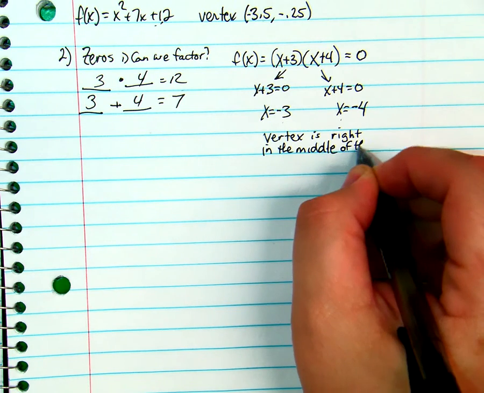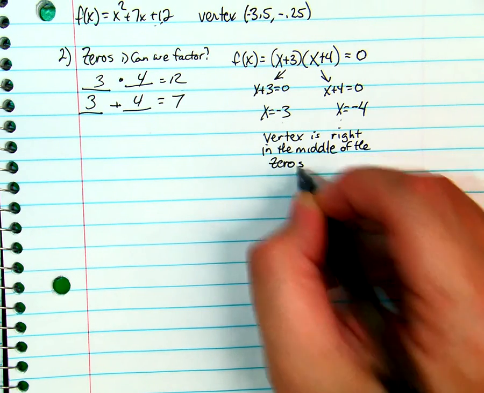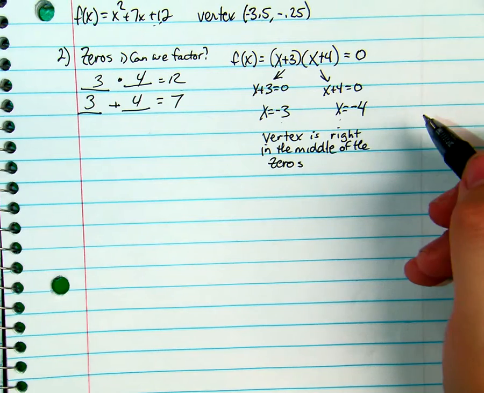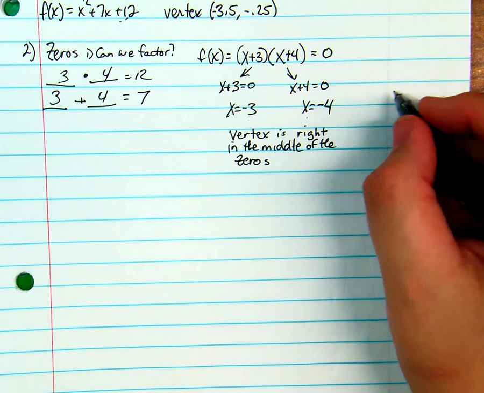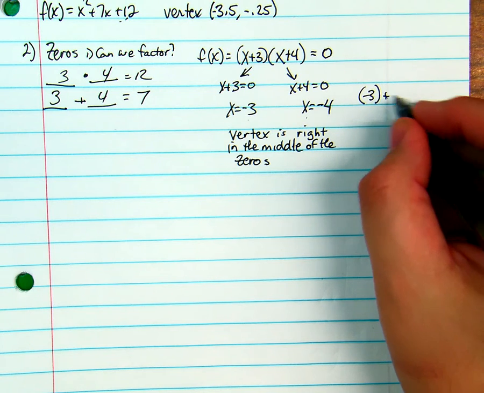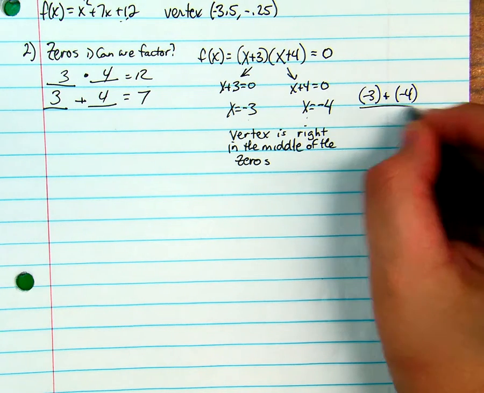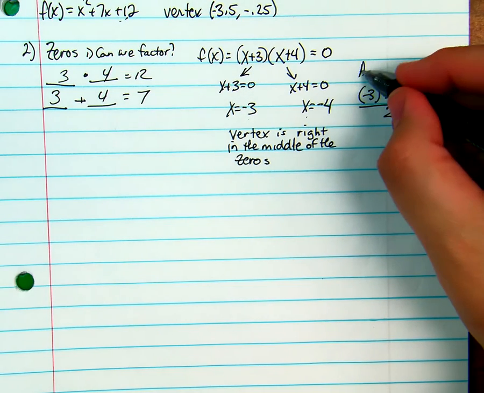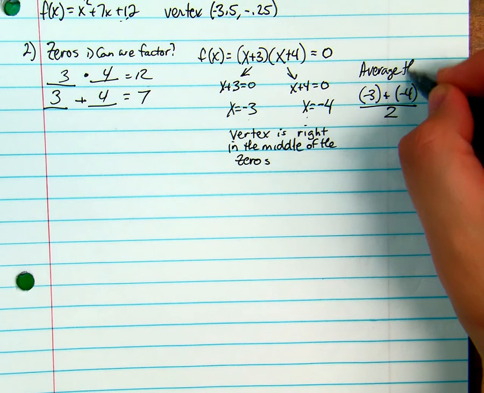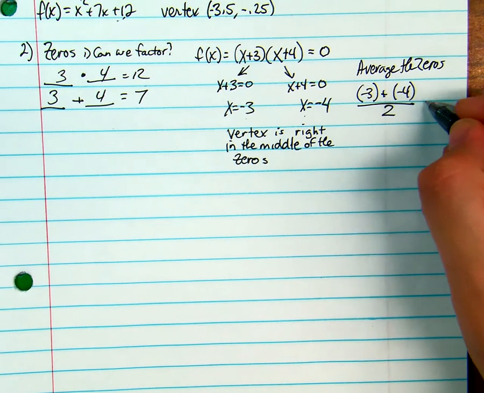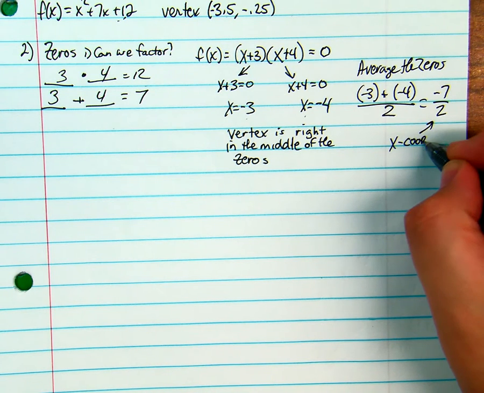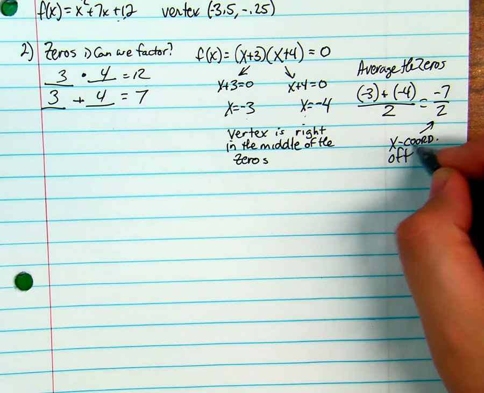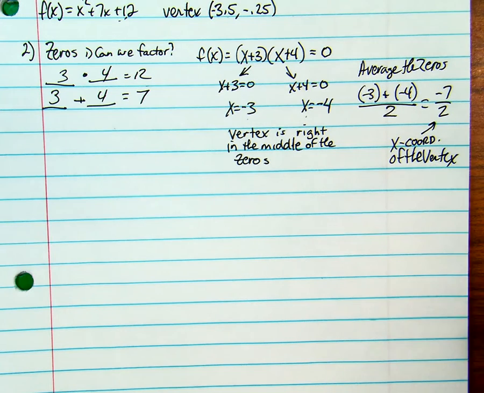We could have actually found the zeros first if you wanted to, and said negative 3 plus negative 4 divided by 2. And that would be negative 7 over 2, which is the x-coordinate of the vertex. So you can go about doing that.